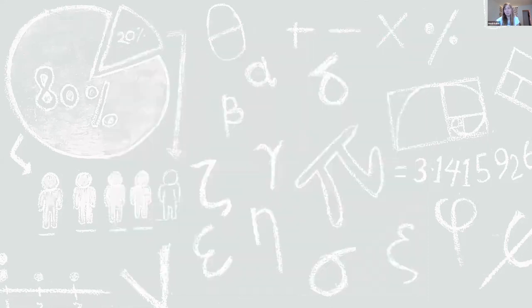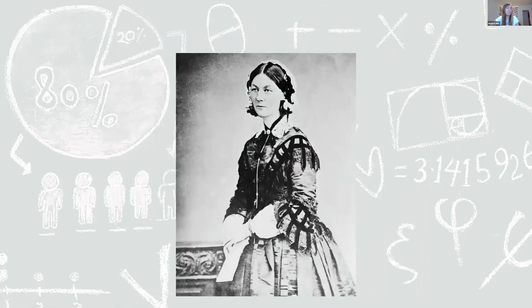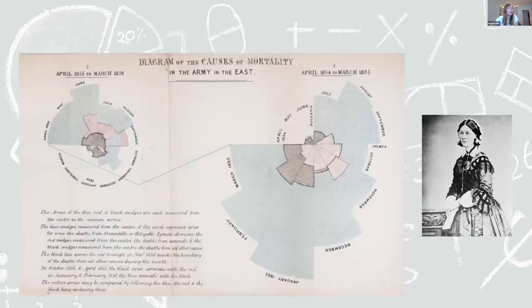Now, a third example. You all might know this young lady. And if you don't, then maybe you know this chart. This diagram of the causes of mortality was created by Florence Nightingale. It is one of the most famous historical charts, not because it was the first chart to visualize numbers, because it wasn't, but because it was the first that was used to make a point and to press for change.